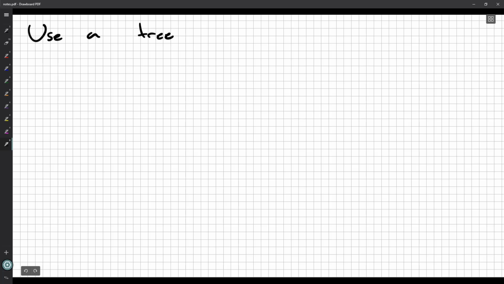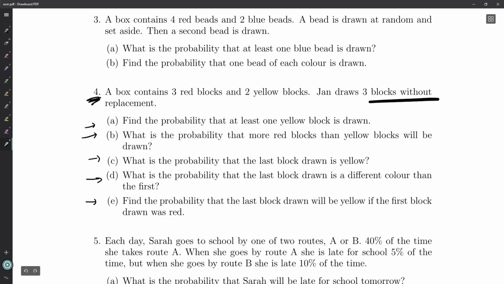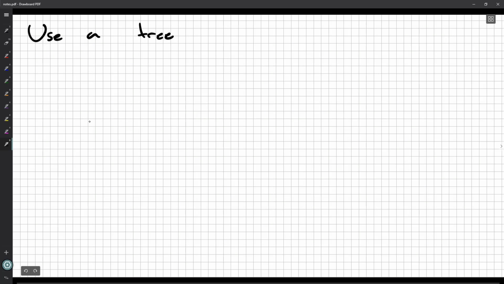Okay. And just going back here, we start with 3 red blocks and 2 yellow blocks. So we draw 3 blocks without replacement, so you're automatically going to be drawing 3 blocks no matter what. Okay. But when Jan goes to draw the first block, it could be red or it could be yellow.